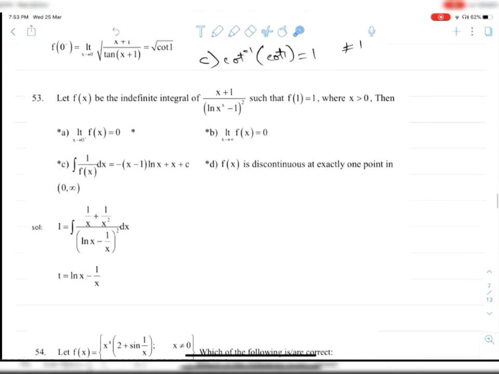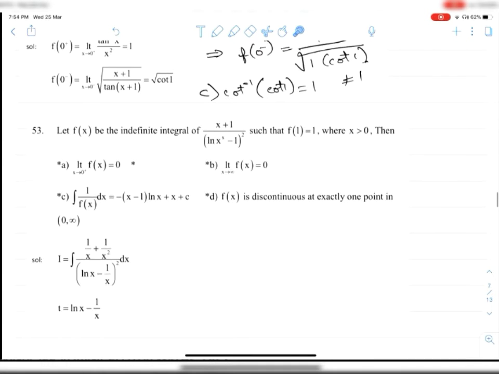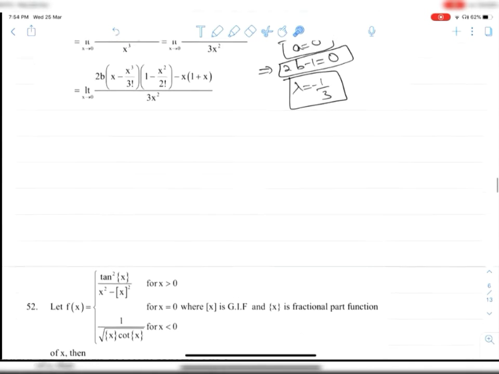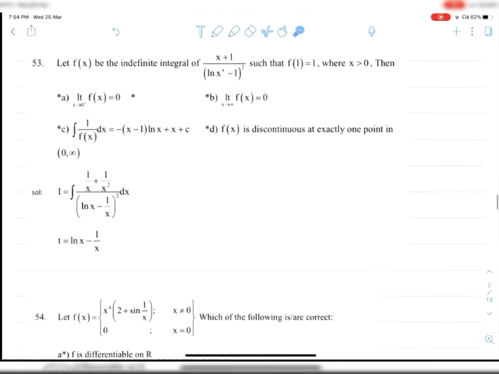Next question, we'll go for 53. Let f of x be the indefinite integral of (x plus 1) by (ln x power x minus 1) whole square. That's it. F of 1 is equal to 1 where x is greater than 0. Then the different options: limit x tends to 0 plus, and so on.